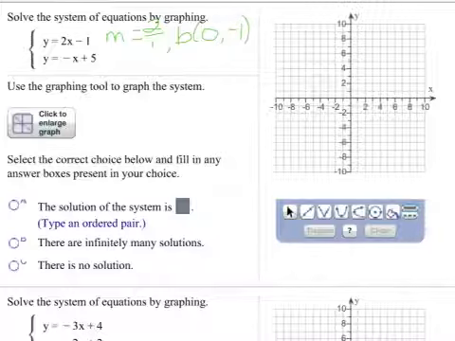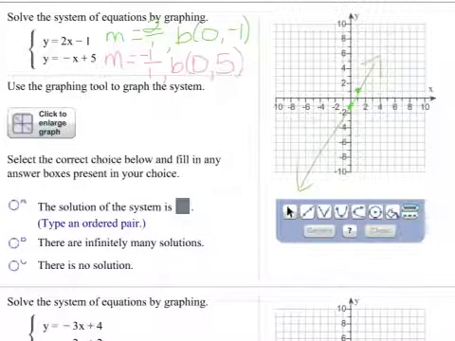Remember to start on the y-intercept, so I'm going to start on 0, negative 1, and then from that point I'm going to use the slope to move to my next solution. So I'm going to go up 2 and over 1, and that's my next solution. So 1, 1 is my next solution, and I'm going to draw a line between those 2 points.